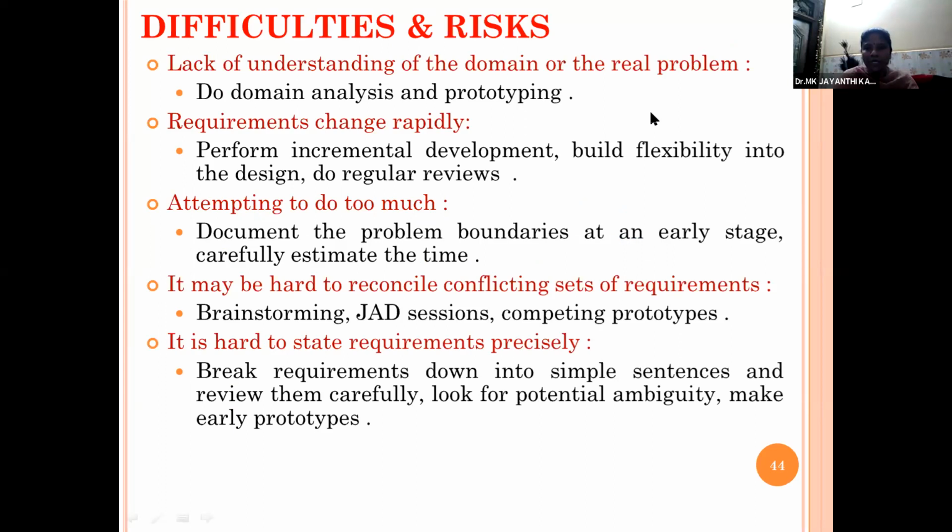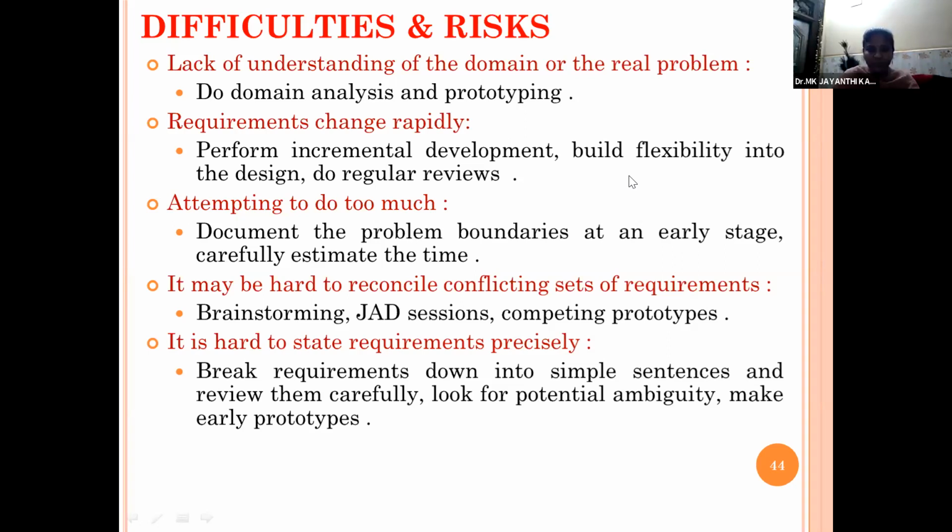If you cannot understand the actual problem and then start doing the project, that will create a risk. Domain analysis and prototyping should be done properly so that we can understand the domain. Requirements change rapidly. If your requirements are changing often, then the project cannot be completed within the given time. Use incremental development, build flexibility into the design, and do regular reviews.